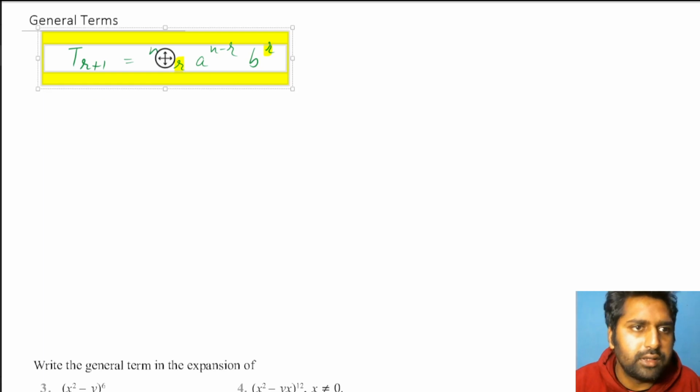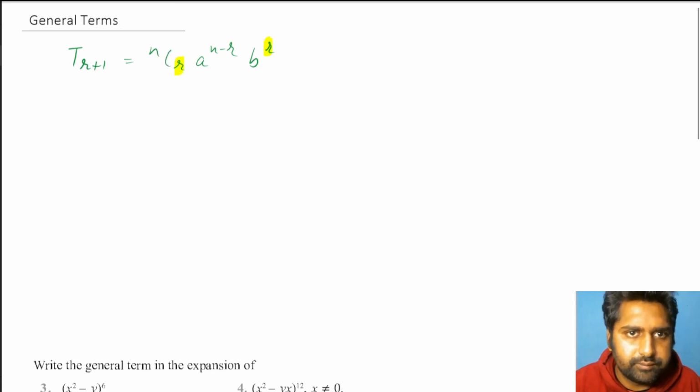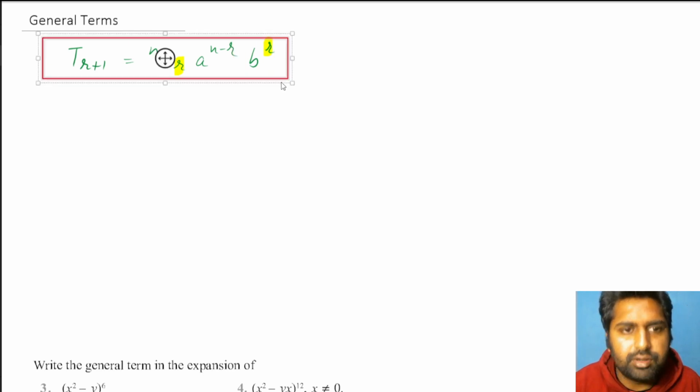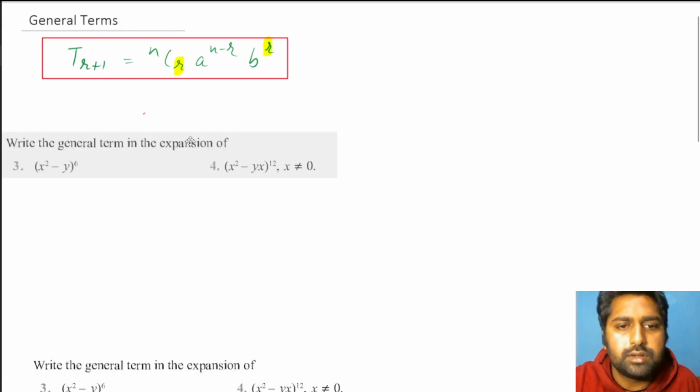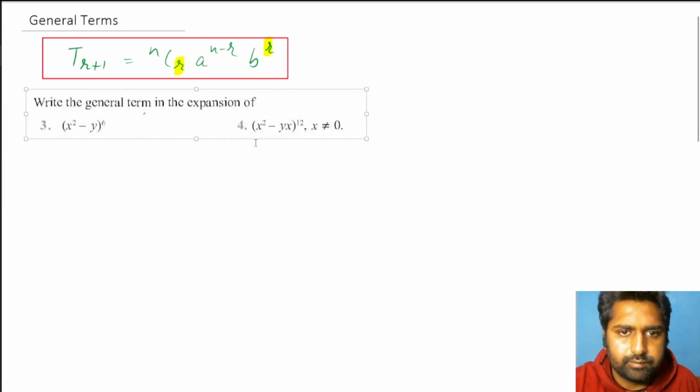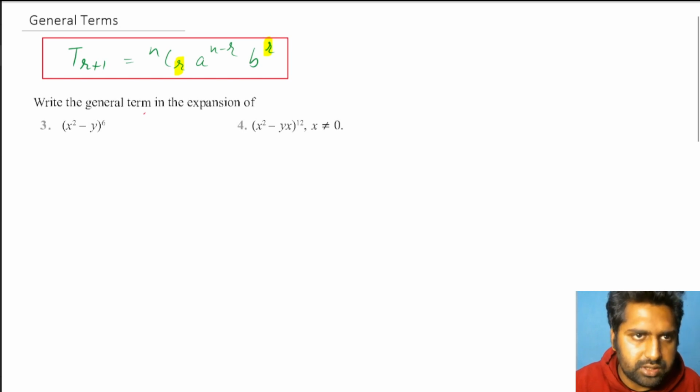Okay, so that's the formula. Box. That's the formula for the general term. Now let's understand only how to write the general term. Then we'll see the application.